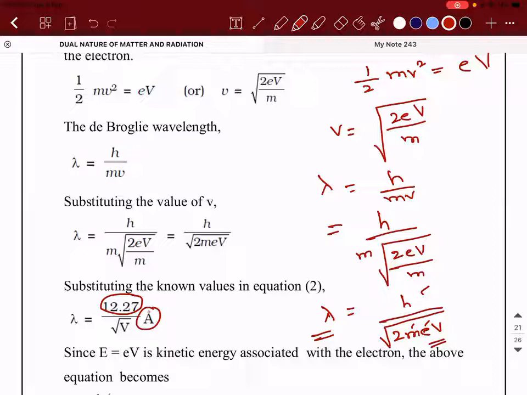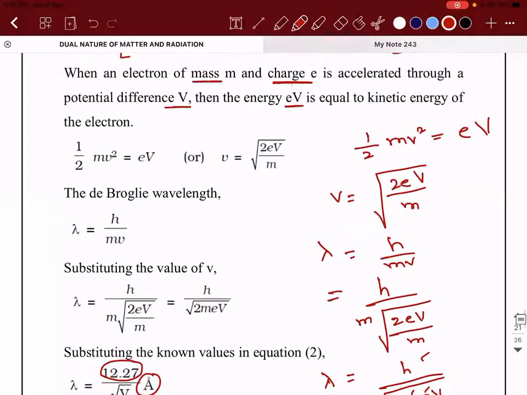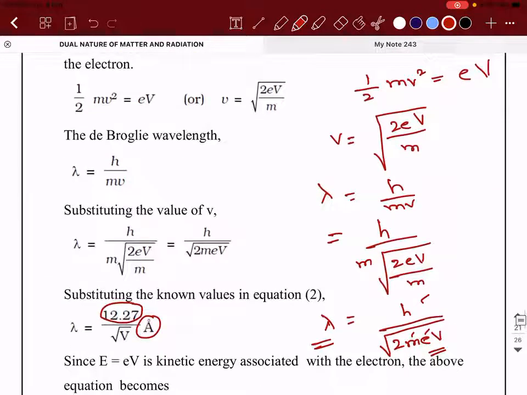So I have a doubt, sir. Tell me. Sir, there are two V's in this equation, right, sir? Yes, but one is half mv square and the other is eV. Right? This v is velocity. This V stands for potential difference.